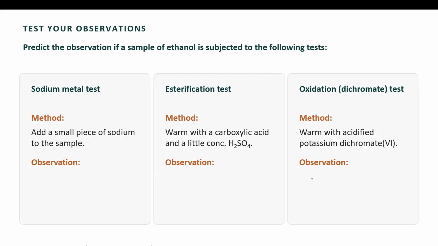So let's quickly predict this observation. Who can answer this? Predict the observation if a sample of ethanol is subjected to the following test. Sodium metal test: add a piece of sodium metal to the sample. What will be observed? I want to know those that are paying attention.